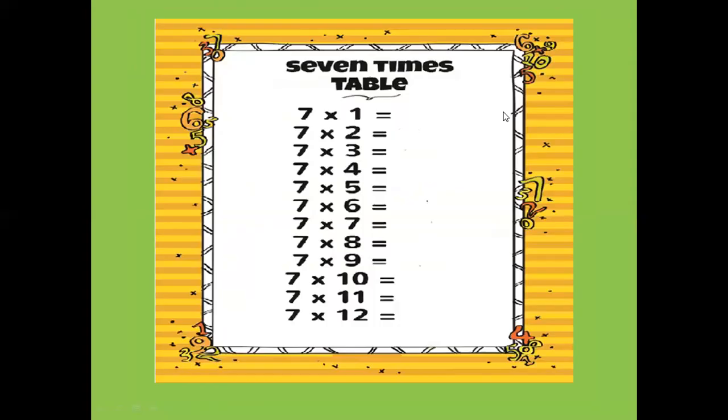And this is the table of 7. Also, after memorization, write the table in the book.